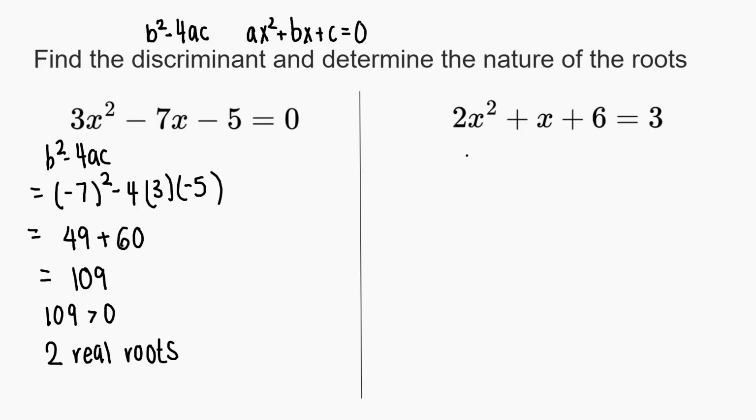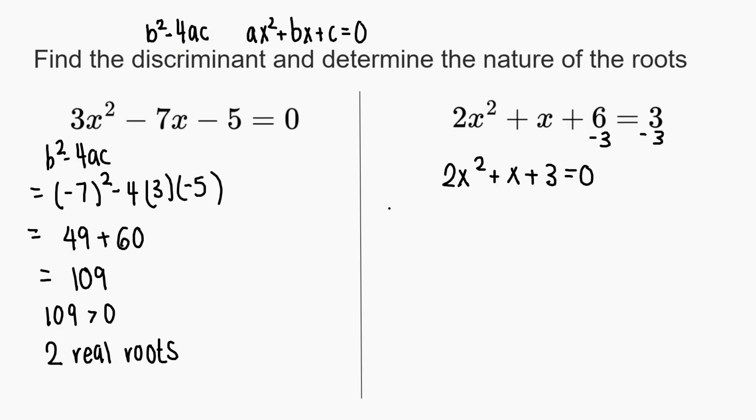What about this one? We have 2x squared plus x plus 6 equals 3. First, let's check if it's in the proper form. It's not. We need this side to be equal to 0. We're going to subtract 3 from both sides to give us 2x squared plus x plus 3 equals 0.